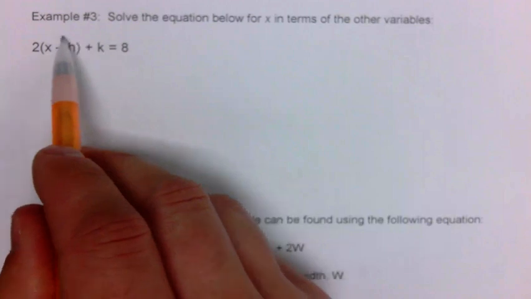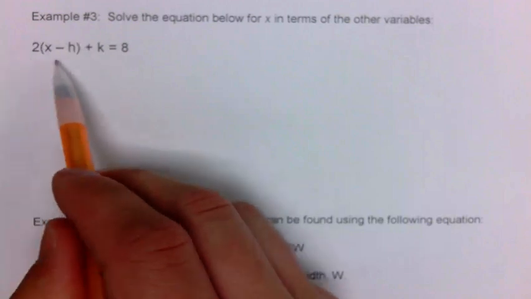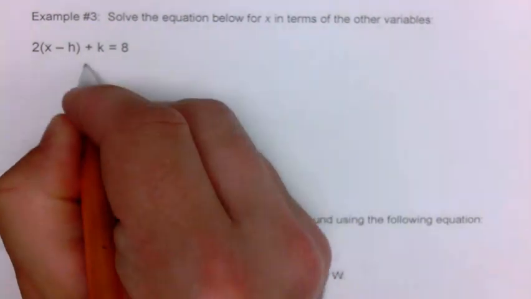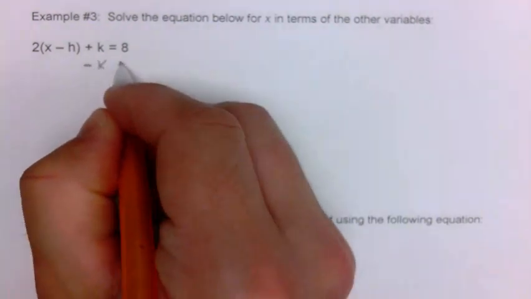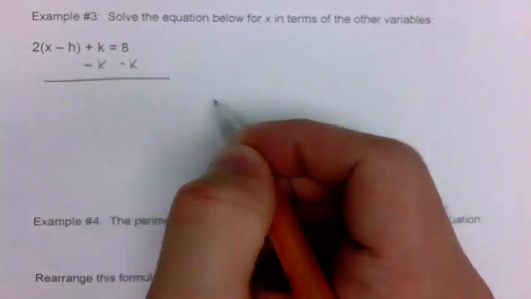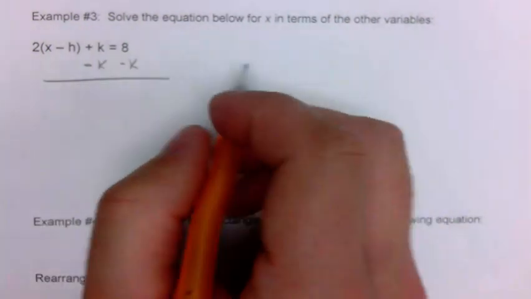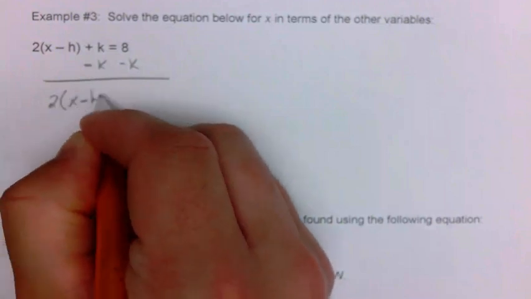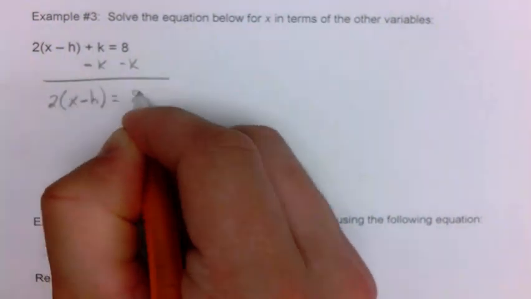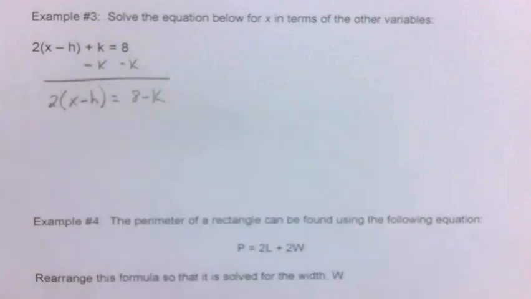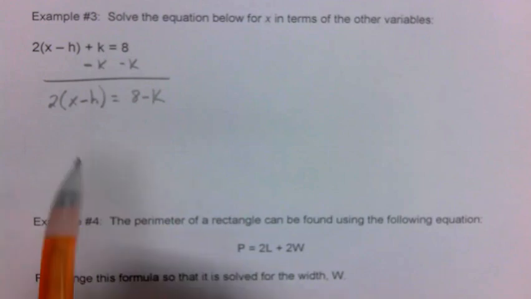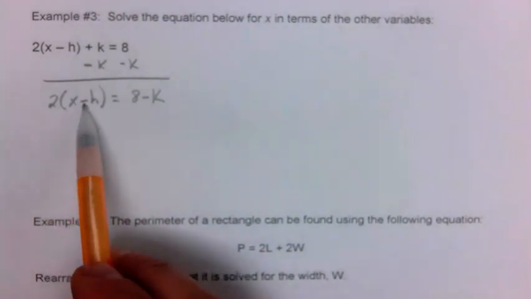So we're going to first isolate this whole term because it's the one that has x in it. So we're going to start by subtracting k from each side. Minus k, minus k. When we subtract k from each side, 2 multiplied by (x minus h) equals 8 minus k.